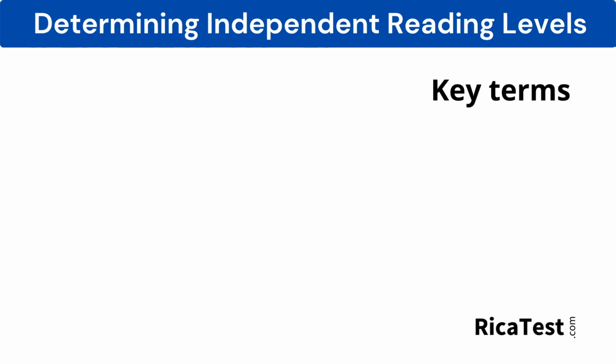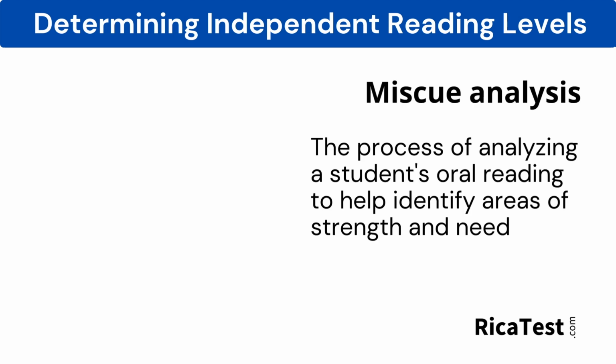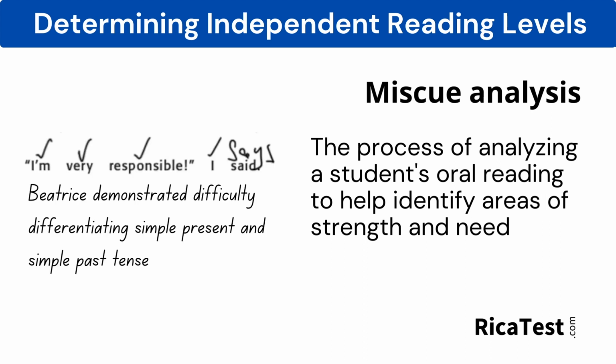Now, let's go over a few key terms you can expect to see on your RICA test. Miscue analysis is the process of analyzing a student's oral reading to help identify a student's areas of strength and need so that the teacher can provide data-based instruction, knowing which skills are most important for that student to work on. For example, this student demonstrated difficulty differentiating simple present and simple past tense.